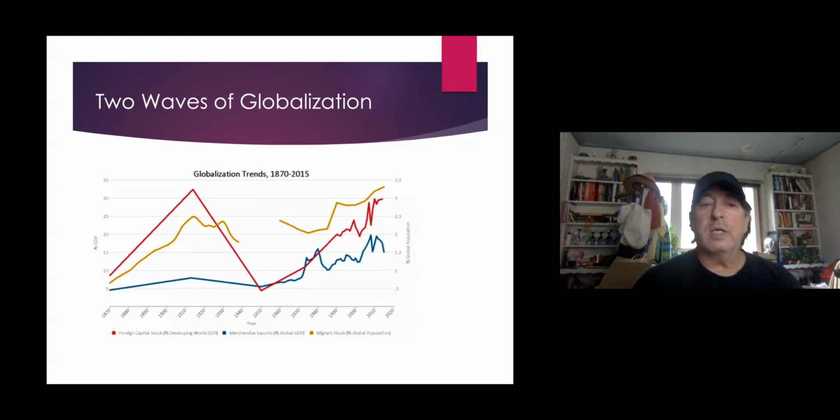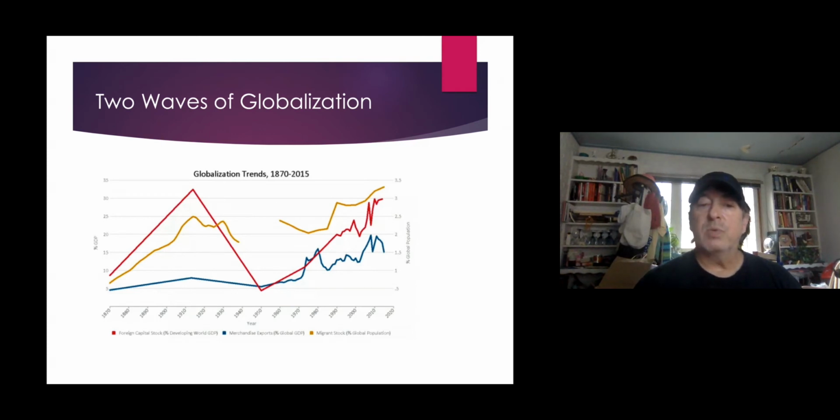So in the late 19th, early 20th century, up until 1914, you can see the red line here is investment, money moving across borders. The orange or yellow line is growth in the movement of labor or people across borders. There was some growth, you'll notice as well, in the blue line in trade, although that was less dramatic than the other two indicators of globalization.